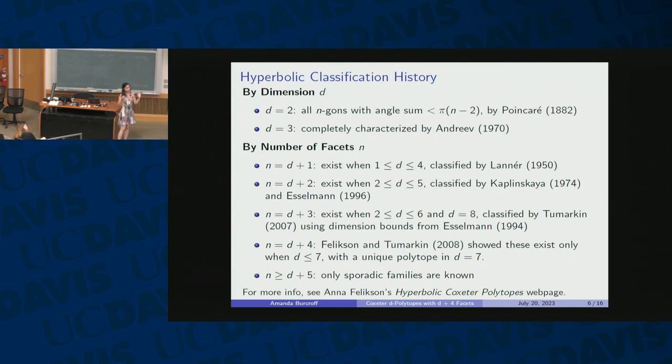And for the case when the number of facets is 5 or more than the dimension, only sporadic families are known, but there's not really a lot of classification results. And for more information on this very interesting history of hyperbolic polytopes, you can check out Anna Felikson's webpage, where she maintains an updated list of all the progress.